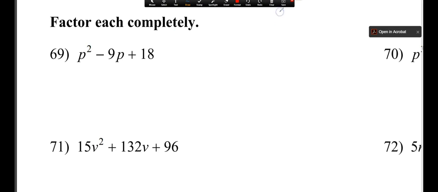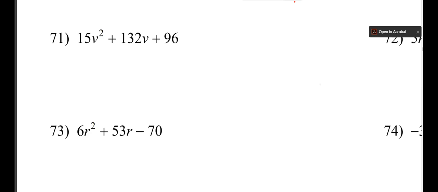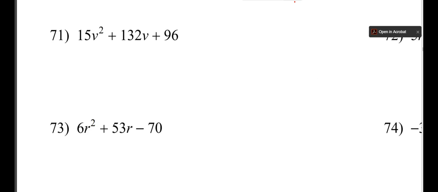Okay, let me clear that out. All right, now on a question like 71, what is a common number that you can pull out of those? Now, to make it easier, let's think of something that goes into 15. So what are a couple different number choices that you have for numbers that go into 15?